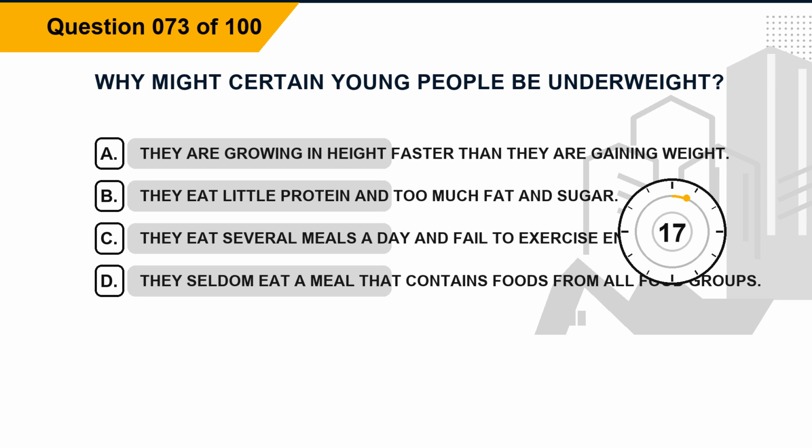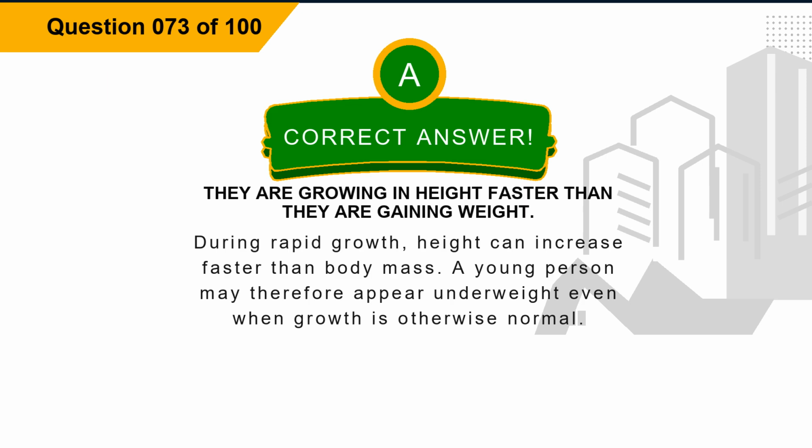Question 73. Why might certain young people be underweight? Option A, they are growing in height faster than they are gaining weight. Option B, they eat little protein and too much fat and sugar. Option C, they eat several meals a day and fail to exercise enough. Option D, they seldom eat a meal that contains foods from all food groups. The correct answer is option A, they are growing in height faster than they are gaining weight.